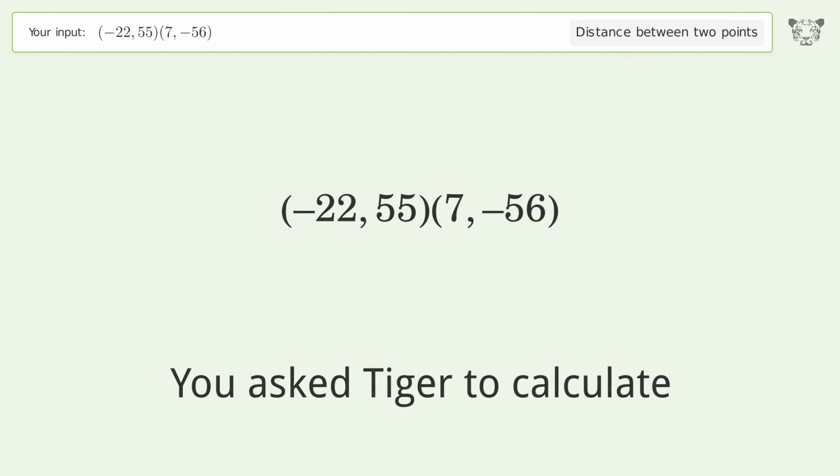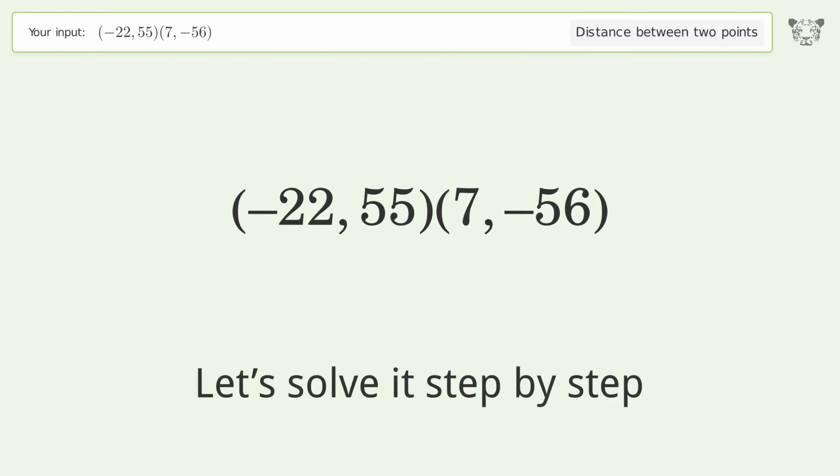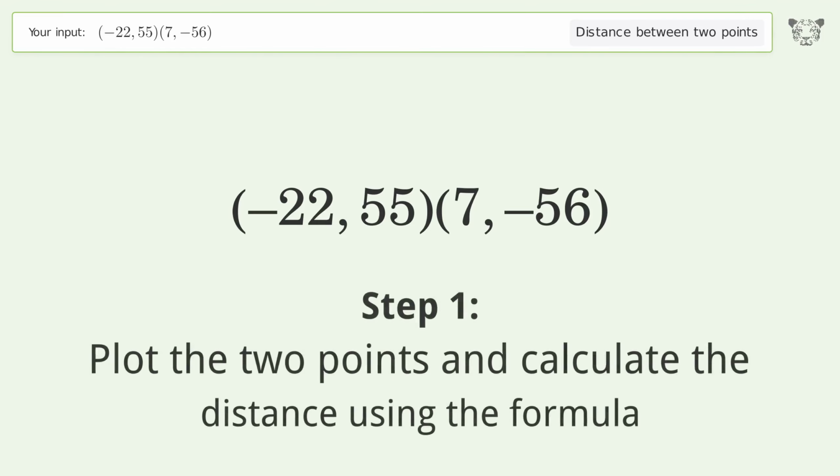You ask Tiger to calculate. This deals with the distance between 2 points. The distance between the 2 points is the square root of 13,162, or 114.726. Let's solve it step by step. Plot the 2 points and calculate the distance using the formula.